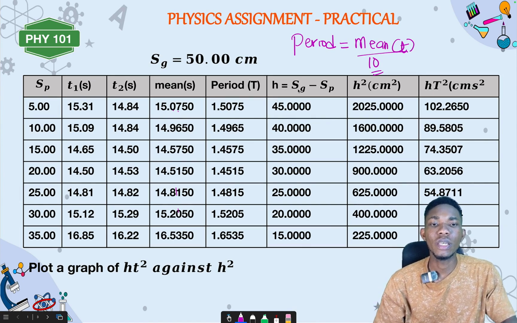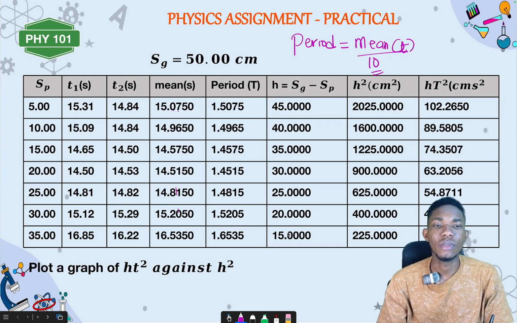Now, to calculate your H, subtract SP from SG. Your SG is a constant, which is 50. These are your SPs here. So for the first one, it will be what? 50 minus 5, which gave us 45. Also take note of the calculated value for decimal places. Then the second one is 50 minus 10, which is SG minus SP, which gave us 40. And then you do that for the rest of them. You can see this one, 50 minus 35 for the last one, will give us 15.00.